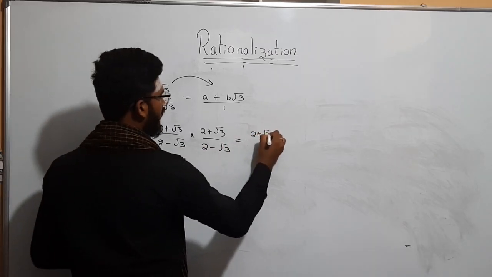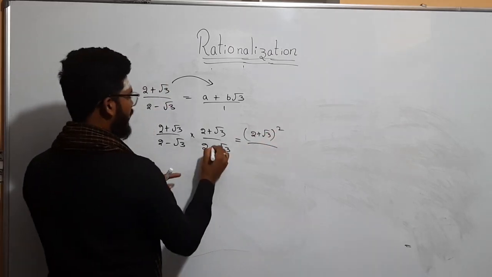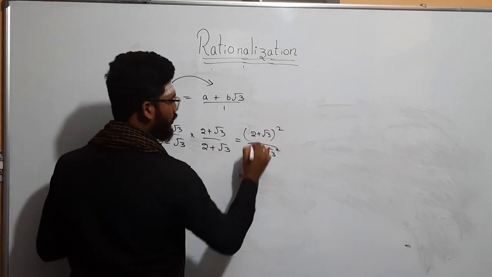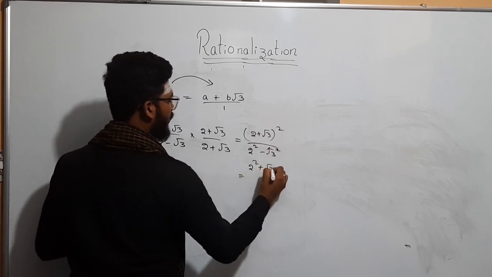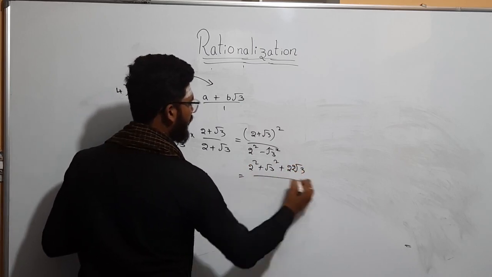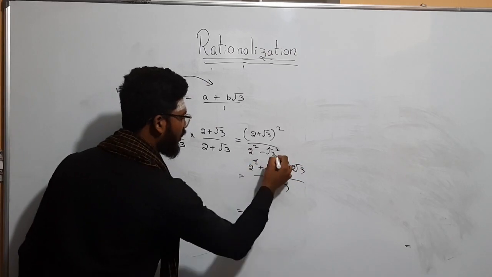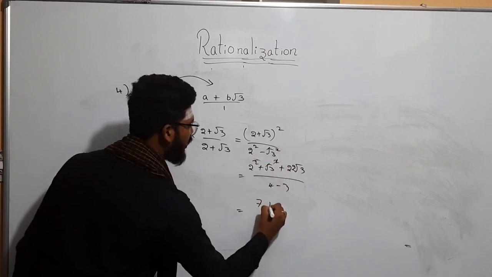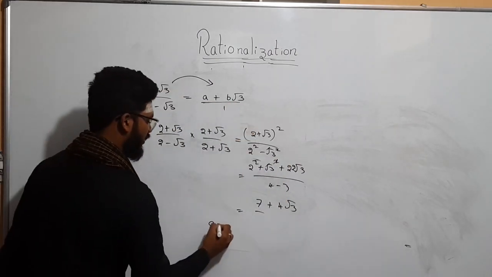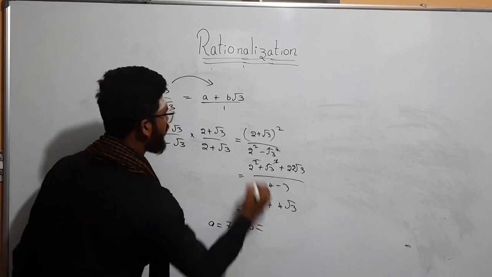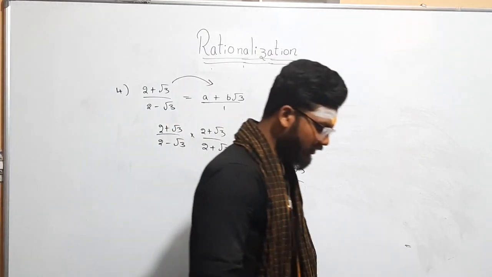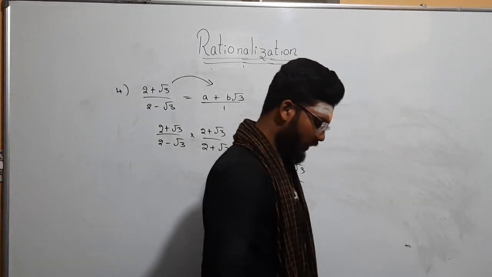So 2 plus root 3 whole square by a plus b into a minus b, a square minus b square. So 2 plus root 3 whole square, a square plus b square plus 2ab by 4 minus 3. So 4 plus 3 is 7 plus 4 root 3 by 1. If you compare, a is equal to 7 and b is equal to 4. That's all.